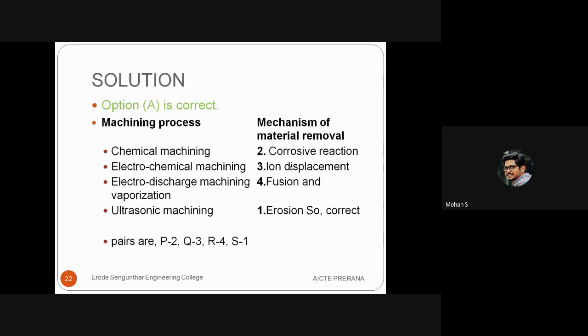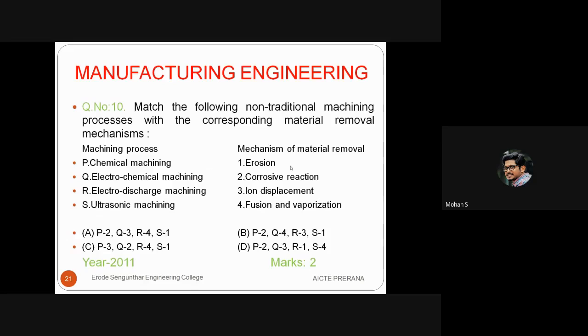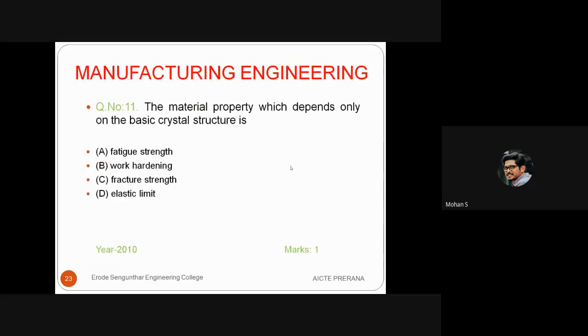For chemical machining, it is corrosive reaction. For electrochemical machining, it is matched with ion displacement. Electro-discharge machining is matched with fusion and vaporization, and ultrasonic machining is matched with erosion. So the correct pair of answers is option A, P-2, Q-3, R-4, S-1. This is the right answer. Please make a note of it. Hope you have noted the question and answer.